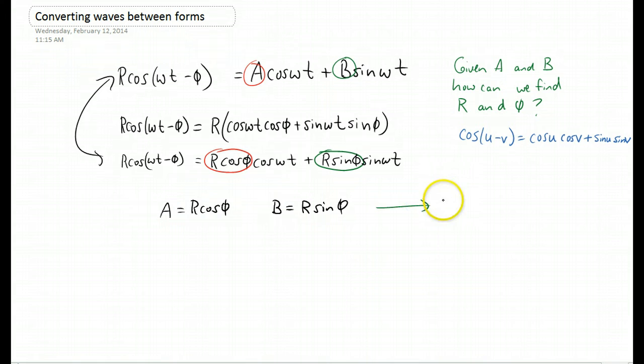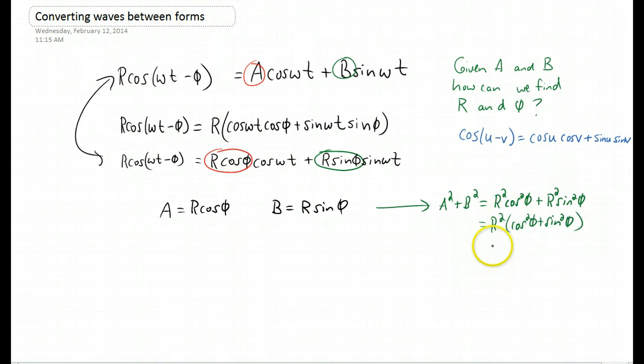All you have to do is notice that a squared plus b squared turns into this right here. If we factor out an r squared, we get a really common trig identity. Cosine squared plus sine squared just equals 1. So we got an equation, a squared plus b squared equals r squared. I'll write it over here as r squared equals a squared plus b squared.